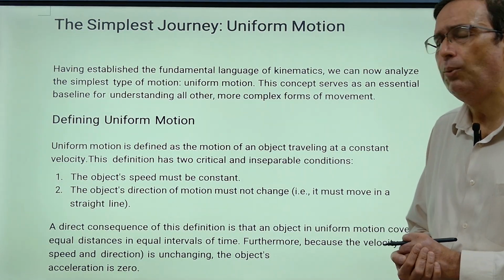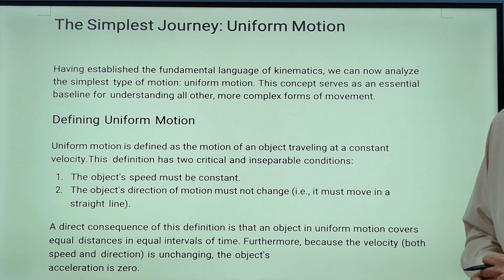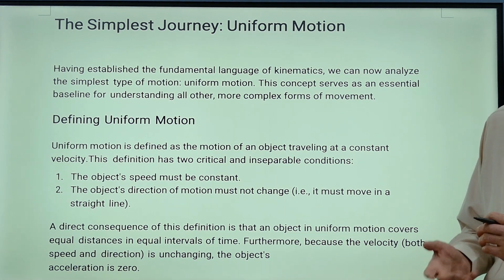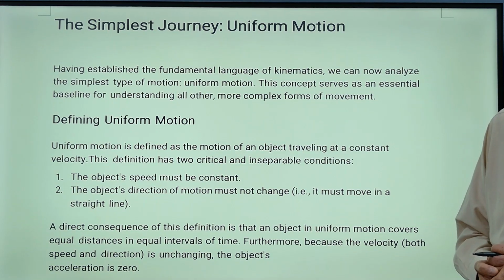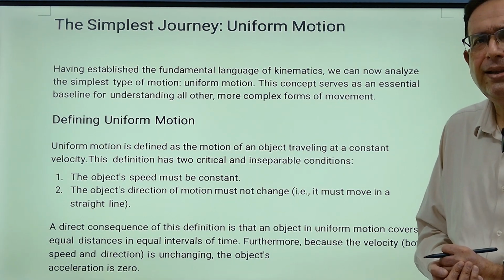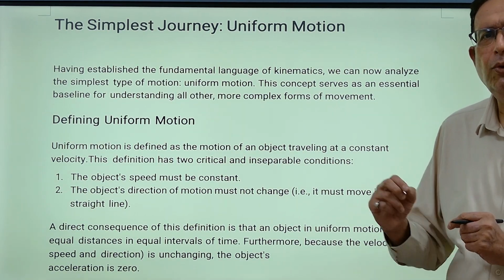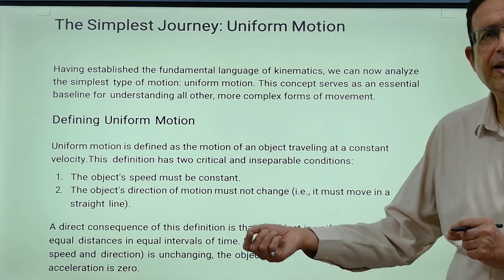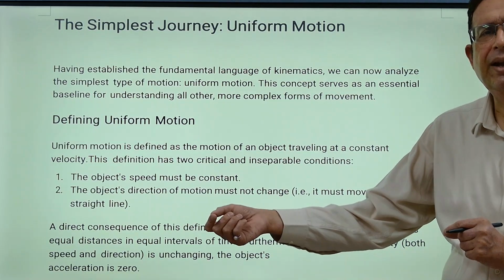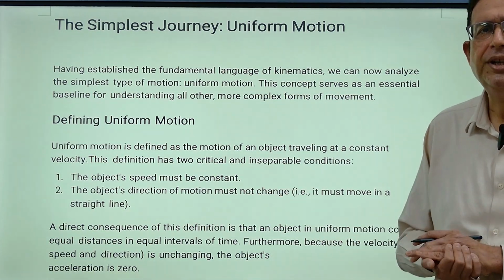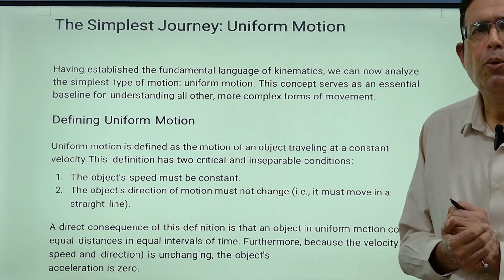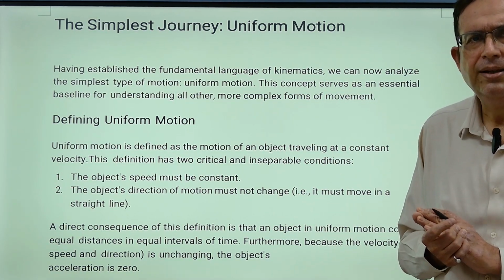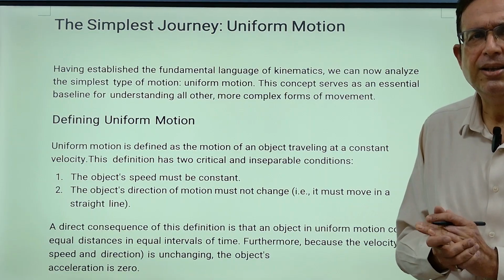So the direct consequence of this is that in a uniform motion, equal distances are always covered in equal times. Basically, if an object moves 1 meter in 1 second, then in the next second also it is going to move 1 meter in the same direction. In the next second again 1 meter would be covered in the same direction. So it's a uniform motion, its speed is not changing, and velocity is also in the same direction.